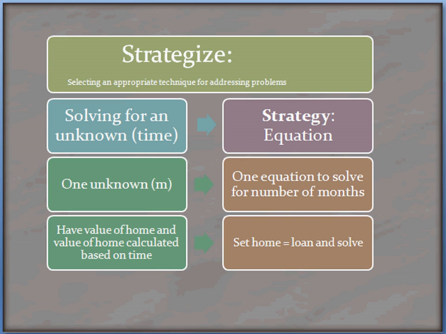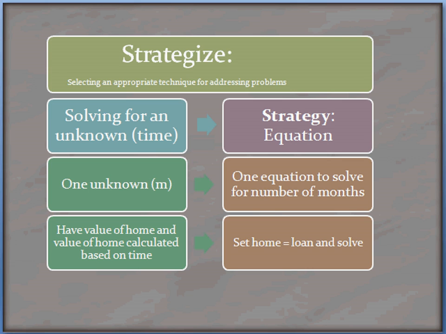Now we strategize. We're solving for an unknown. That is an amount of time. We want to know how many months it's going to take Robert to have his home value and his loan value be the same. Whenever we think of solving an unknown, our first strategy thought should be writing an equation.